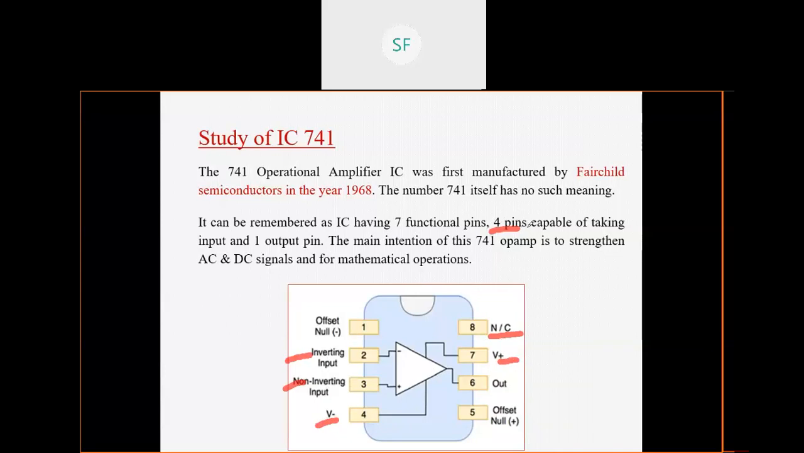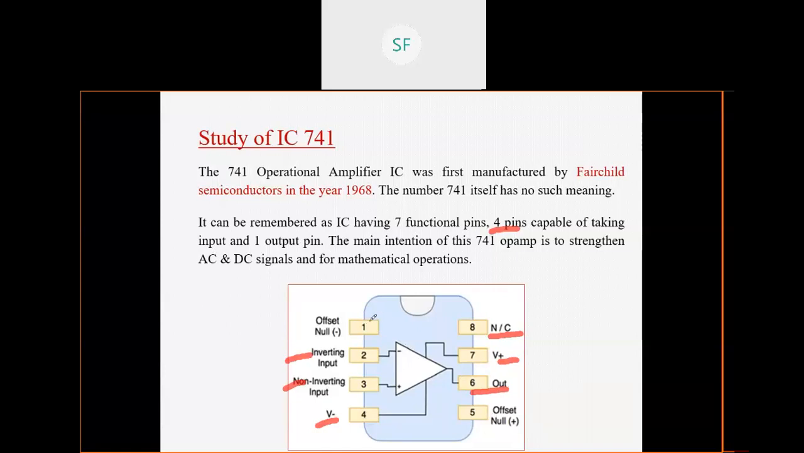So 4 pins capable of taking input and one output pin. Output pin is nothing but this particular output. Only one output it is having. What about remaining pins? Pin number 1 and 5.